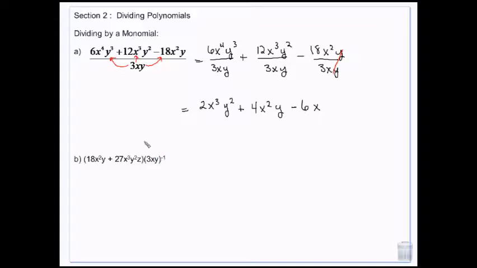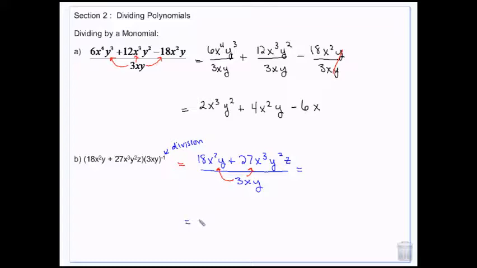Okay, if I have this negative exponent, that is going to throw this 3xy into the denominator. So this is 18x squared y plus 27x to the third y squared z over 3xy. So this also indicates division because it's negative. And again, I'm going to divide each of these by the 3xy.